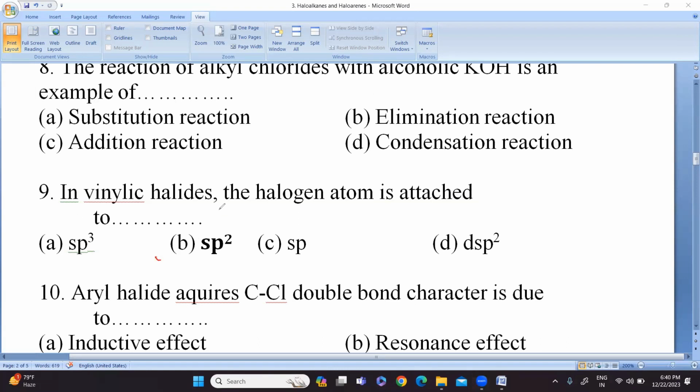I have told the definitions many times now. So I hope, yes, Srushti, Sita, Nikita, good. We'll move further. Vinylic halides we have explained a lot of times, so we'll cover the next points.